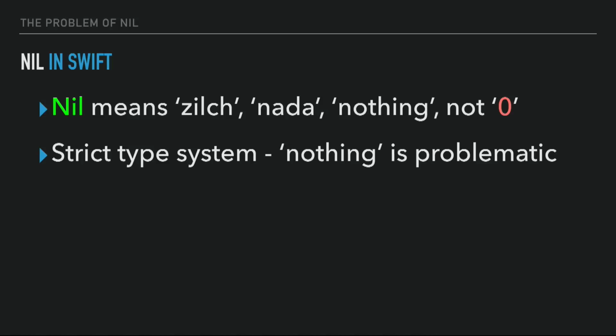Swift is a very strict type system. The compiler wants to know what this is supposed to be. It can be a standard type, or it can be something that conforms to a protocol, but it needs to know what it is. So saying, there's something here, maybe it's there, maybe it's not, but it's nothing. Nothing is a problem.